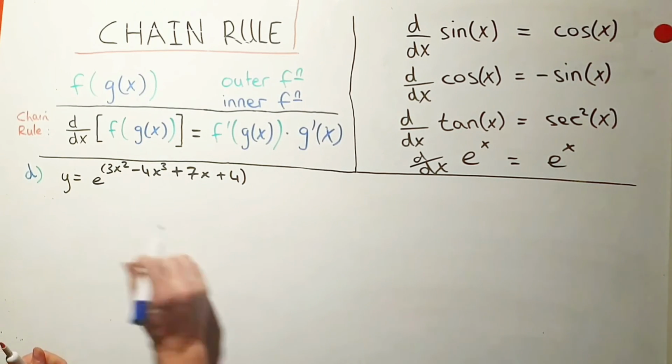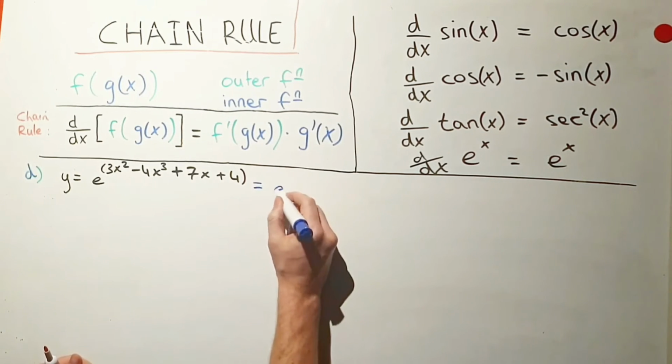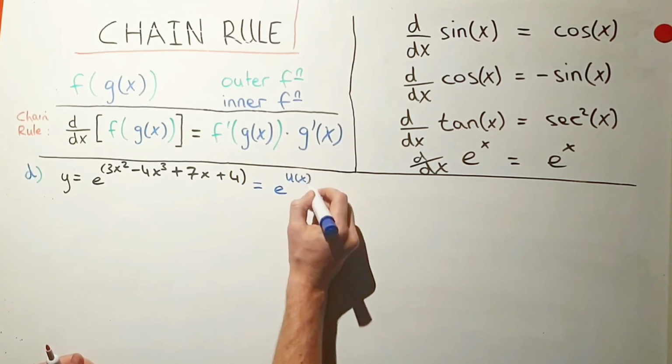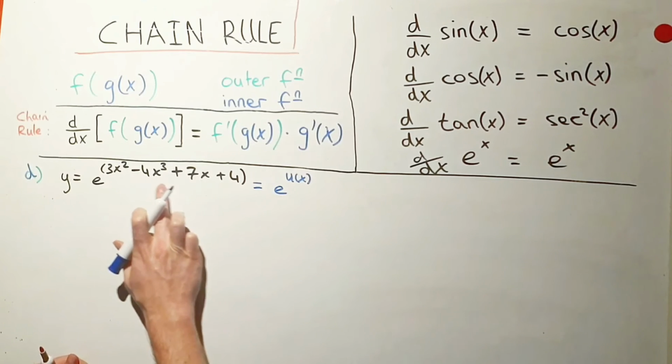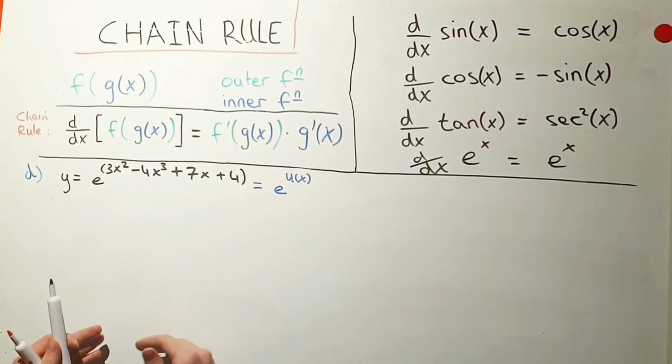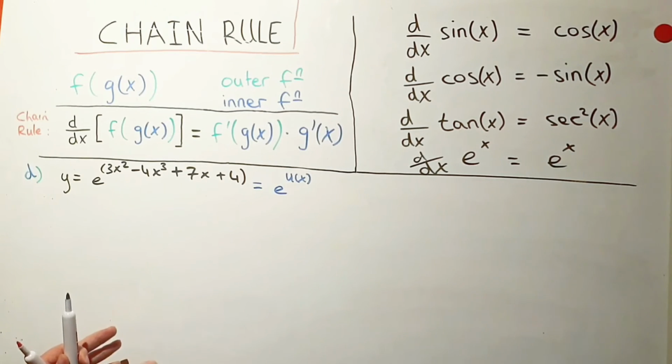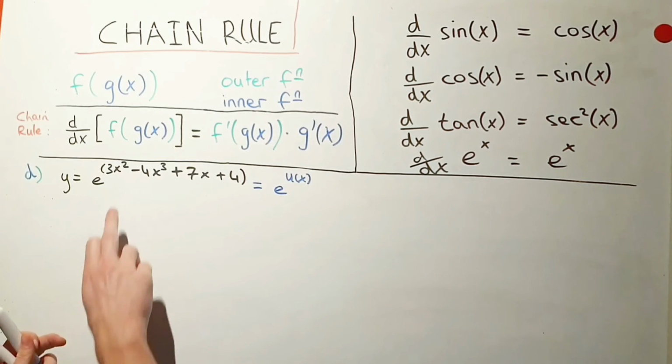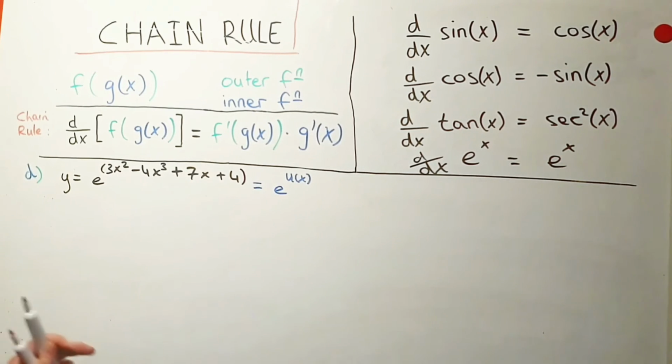So I'm just going to change this equation to e to the u of x, with u of x just being this polynomial here. It's just easier to deal with, but at the end, once we've applied the different operations that need be, we'll substitute this expression back in for u, and all will be well.